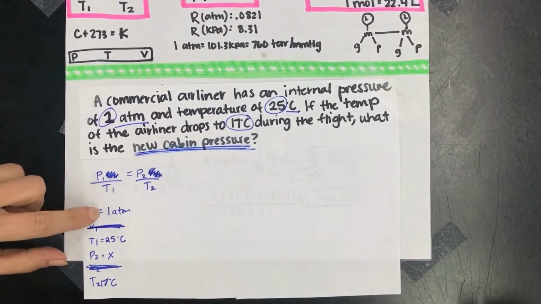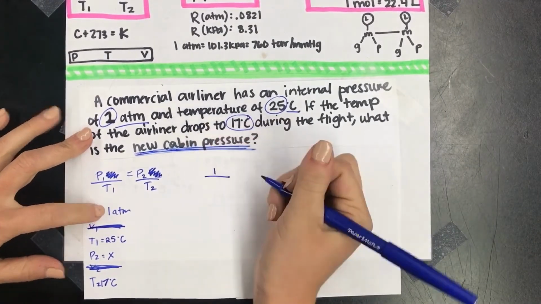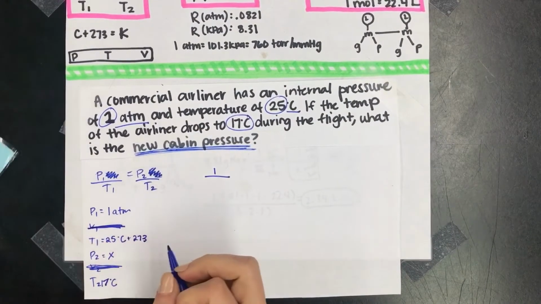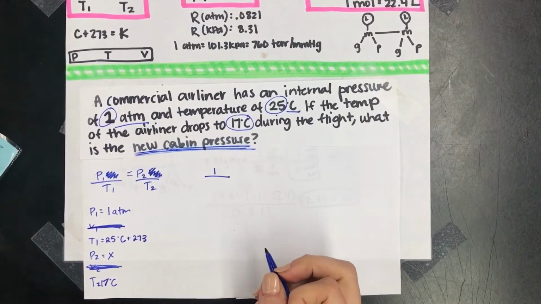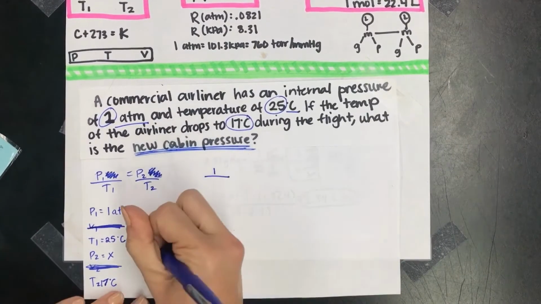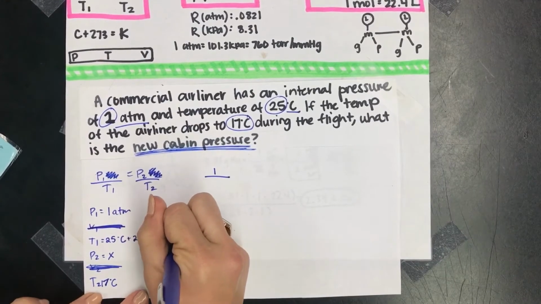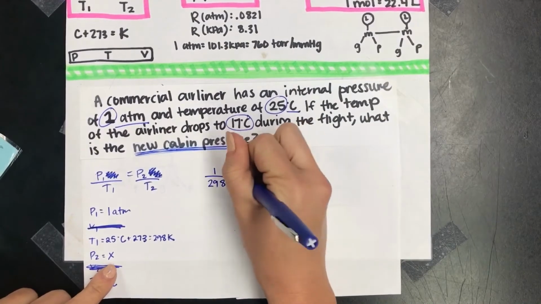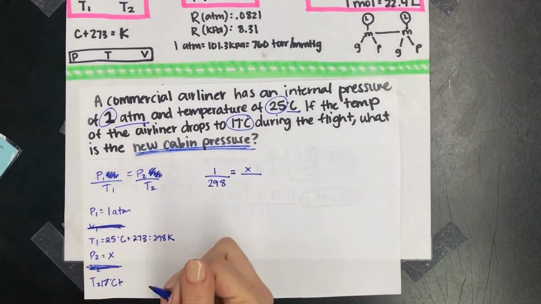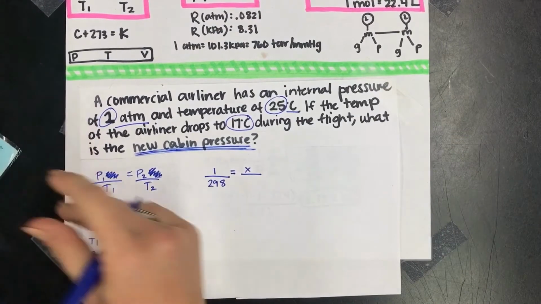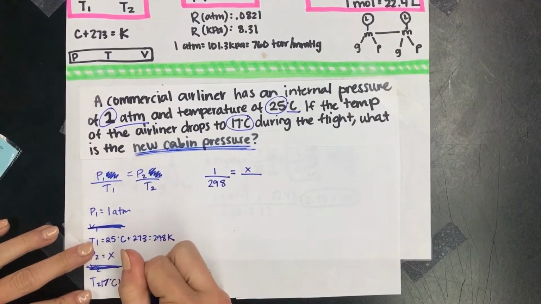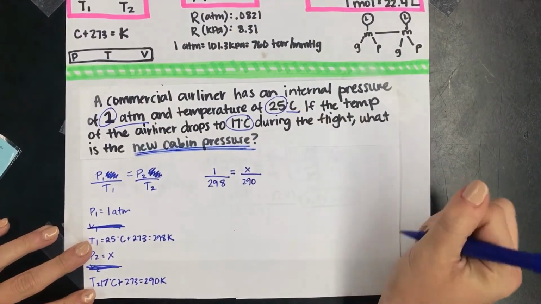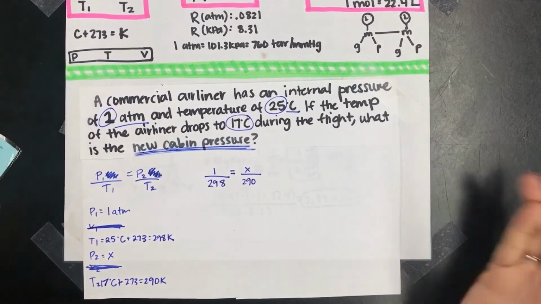So let's set this up. P1, which is 1, divided by T1. This right here is in Celsius, so we have to add 273. 273 plus 25 is going to give us 298. Equals, we don't know the second pressure, over, again, 17 plus 273, 290 K.